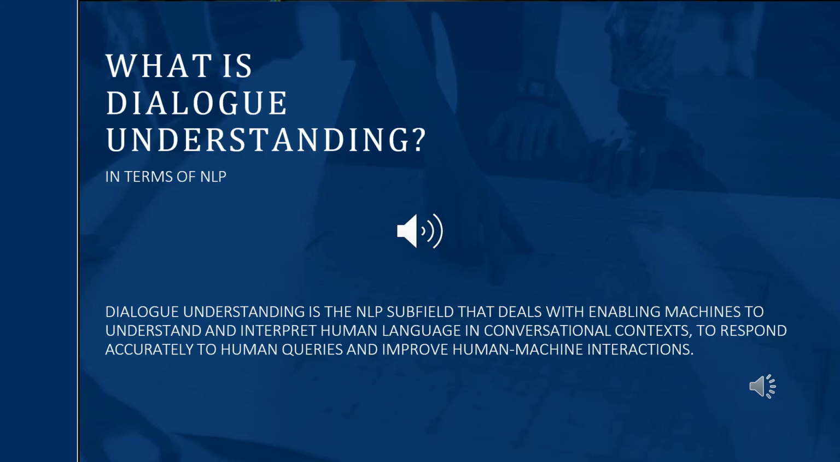So, what is dialogue understanding in terms of NLP? Dialogue understanding in natural language processing refers to the process of comprehending and interpreting text-based or spoken conversation between two or more individuals. It deals with enabling machines to understand and interpret human language in conversational context.